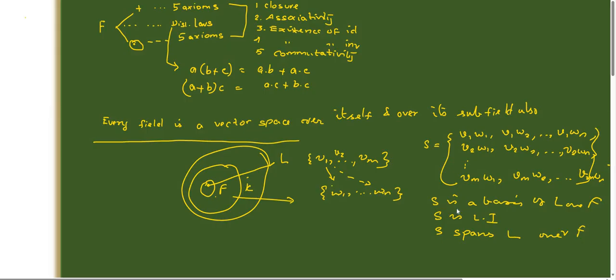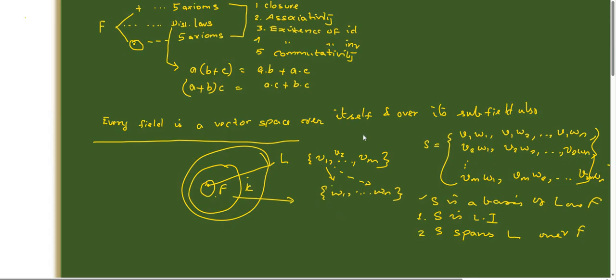So to show that it is a basis, first of all, we must know whether the elements are present in L. These are all definitely in L, because the Vi's are in L and the Wj's are also in L. L is a field, so closure holds. So these are all members of L. That we must first assure. Now we have to show that they are linearly independent and then that they span.